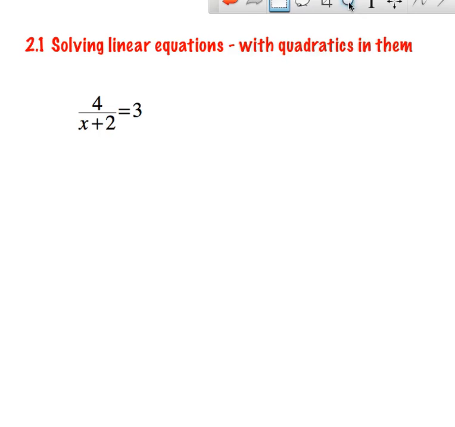Okay, solving linear equations. With some of these, we'll have some quadratics in them somehow. So let's start with an easier type of problem. If you're asked to solve this, I can think of two quick ways to do that.